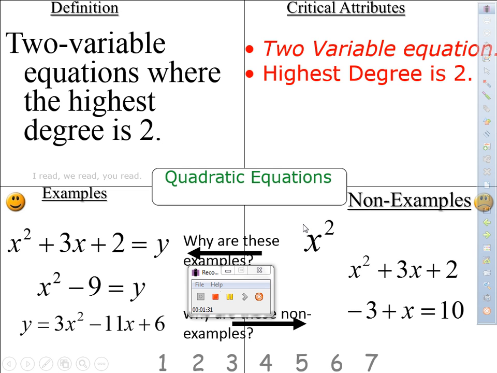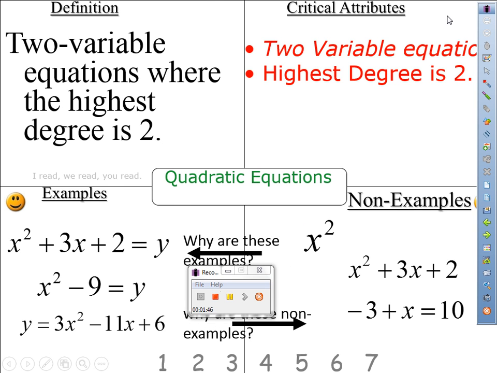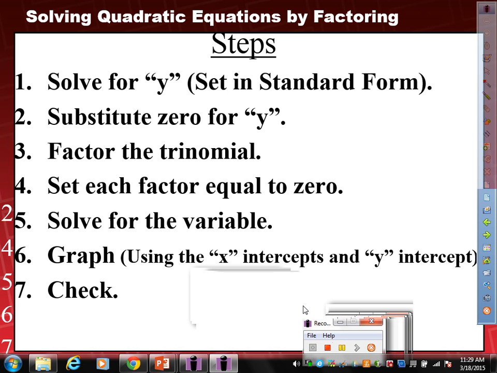Everybody done? Okay, I'll give you 20 seconds to copy that if you're copying. Go. Copy these steps, please. Only 7. 7 is really like 13. So in reality, they're like 13, 14.